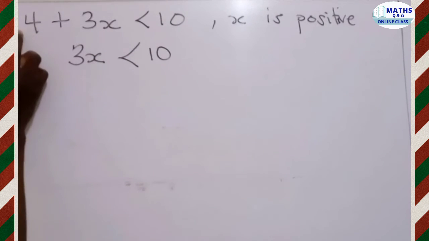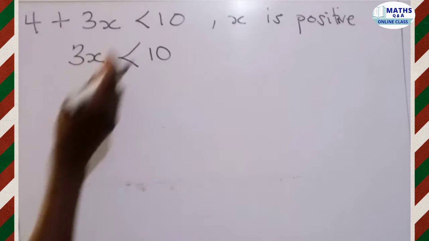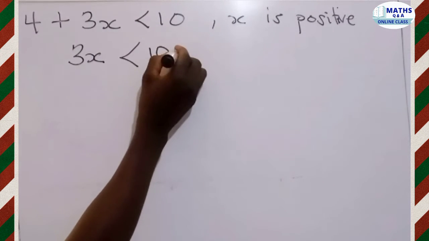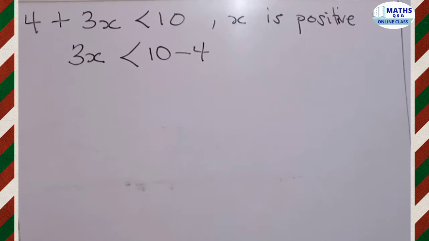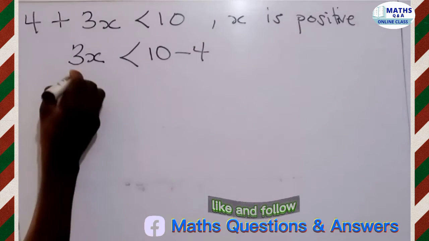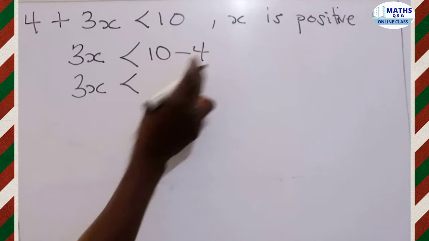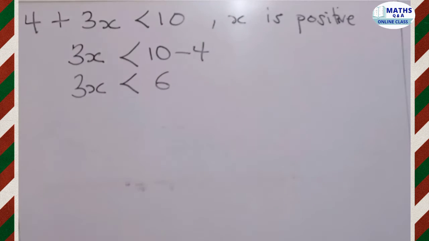Now the 4 is positive here, so if you send it from this left hand side of the inequality to the right hand side, it would be what? Negative. So negative 4. Now we have 3x less than 10 minus 4 gives what? 6. We don't want 3x, we want x. That is what we are finding, right?